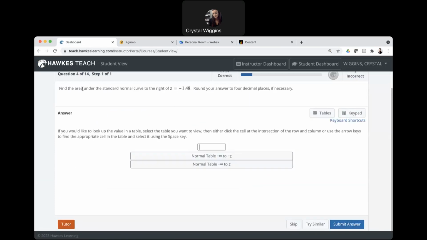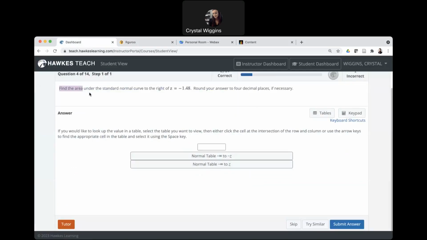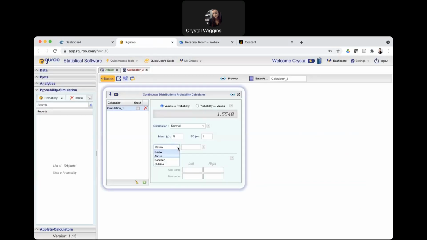Next one. First three words, find the area. Remember, area is synonymous for probability. So I am going to change the mode in my calculator to point to probability. I'm going to find the area under the standard normal curve, which implies a mean of 0 and a standard deviation of 1. I'm looking to the right of a z-score of negative 1.48. To the right translates to above. I'm going to type in negative 1.48.